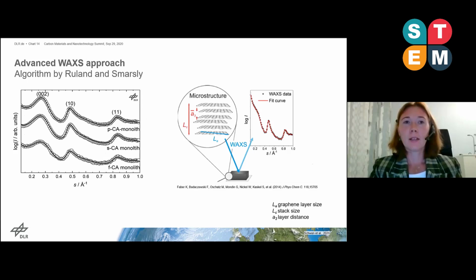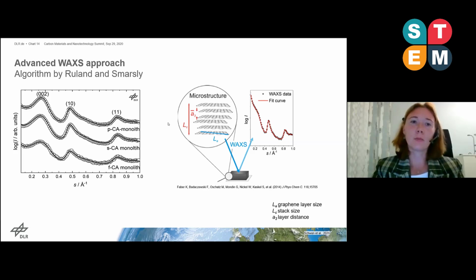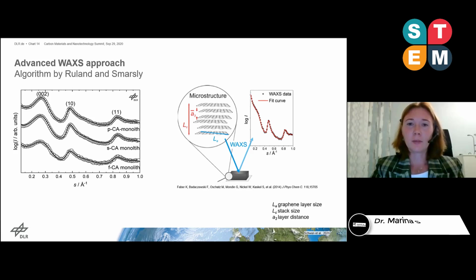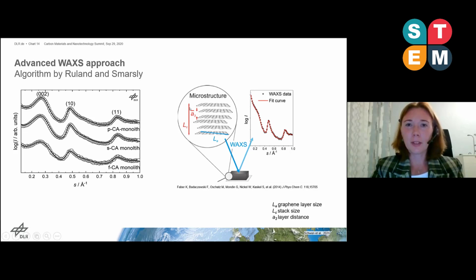And then by using the algorithm by Ruland and Smarsly, we can calculate from the WAXS curves the parameters of the microstructure. These measurements were done at the University of Gießen, and by using this algorithm, you can calculate the graphene stack size, the distance between the graphene layers, and also the deviation of those.